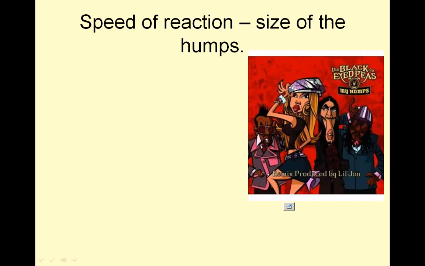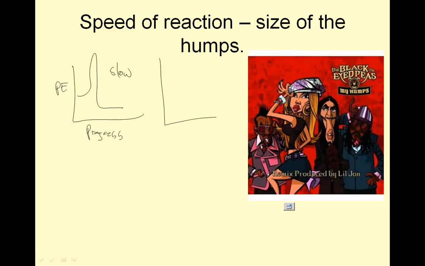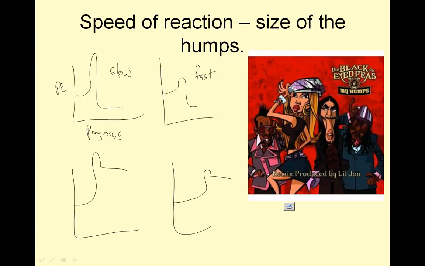Speed of the reaction, the size of the humps. Progress. So if you have a big hump, you are slow. If you have little humps, you are fast. And it doesn't matter whether it's endothermic or exothermic, but if I have that, or if I have that, this is still slower. Okay.